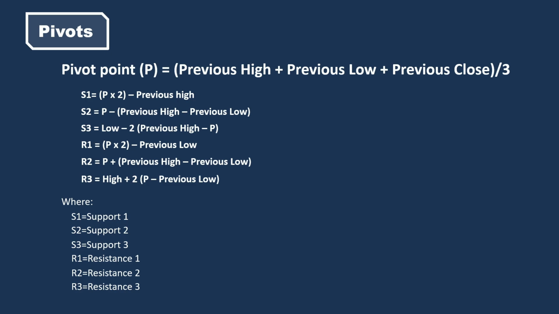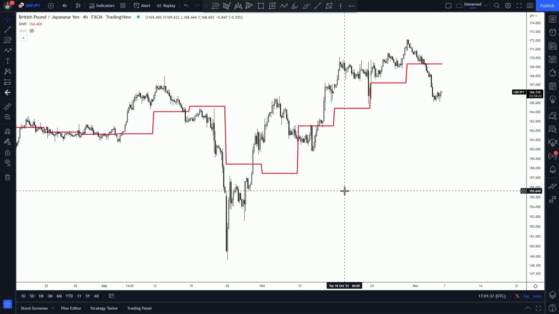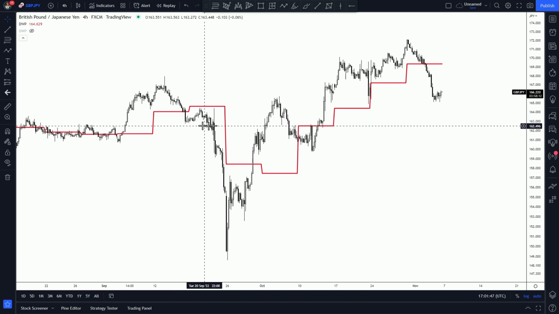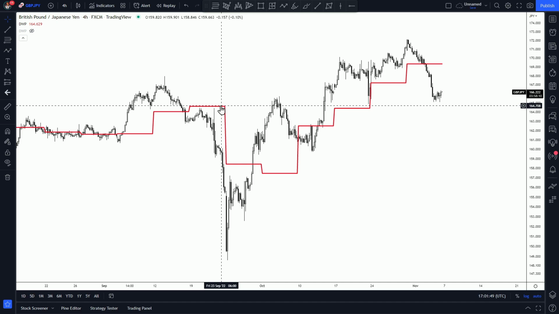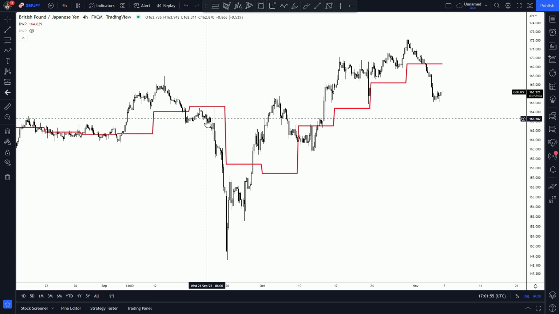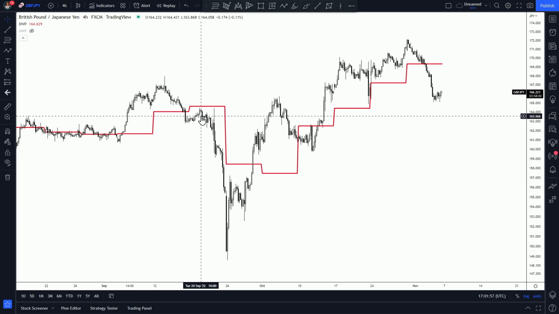You can pause the video if you want to read exactly the formula for these, but I think an image is worth 1,000 words. So let's start with the first way that I use this indicator. The first application for this is as a trend filter. So whenever I see that price is trading below the weekly pivot, which is the red line, then I don't want to go long, because that would be stacking the odds against me. So I want to look for shorts.